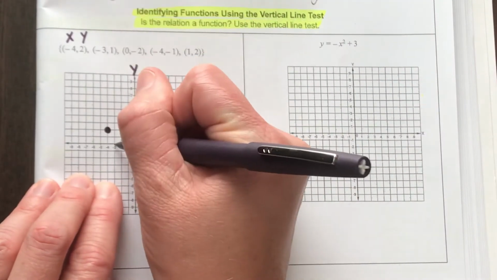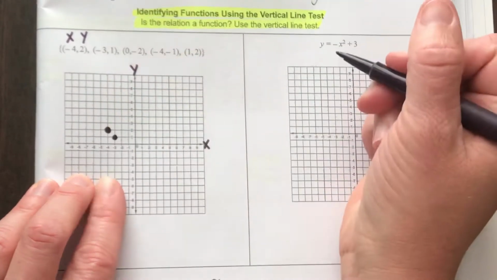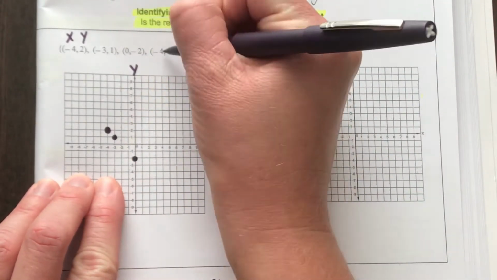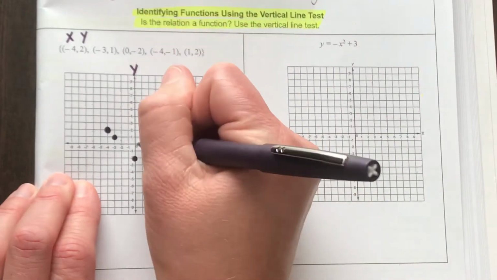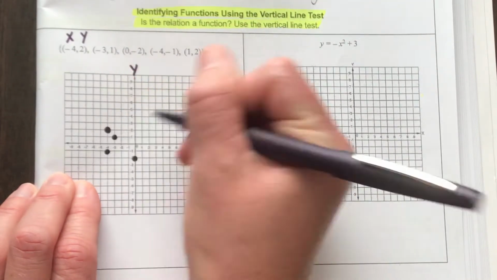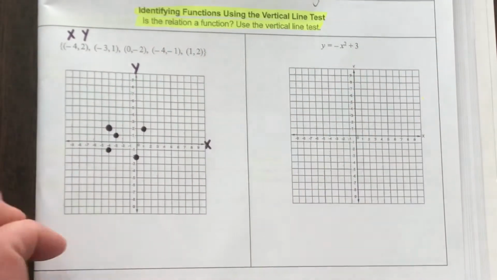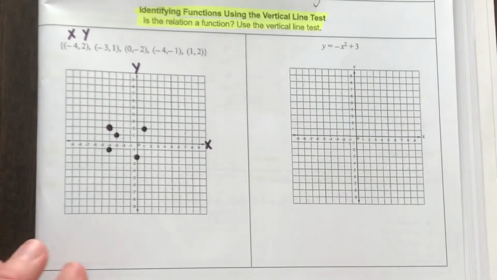Left 3 and up 1. There's another point. (0, -2). (-4, -1). And (1, 2). So those are my points put together on a graph.